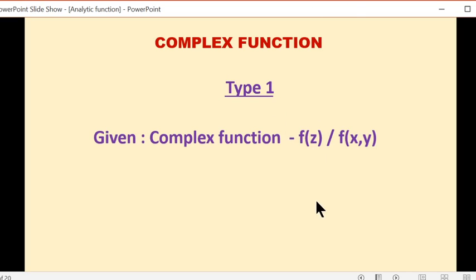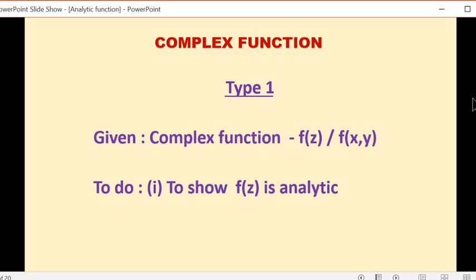Okay, so function of z, meaning say z square is a function of z. Function of x and y could be like x square plus 2i y. So that is a complex function because i is present over there, meaning real part or imaginary part is there, and it is in terms of x and y. What we have to do is we have to show that the function is analytic. This problem usually comes in your question number 1 for 5 marks, where we have to show the function is analytic.